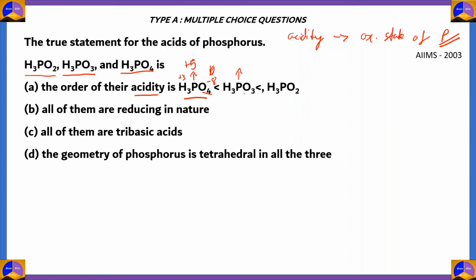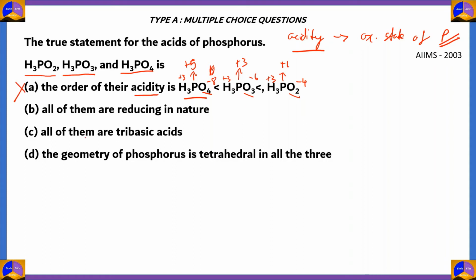Over here, the total is -6, and then we have +3. So phosphorus must have +3. And then over here, it's -2, then -4, and we have +3. So phosphorus just needs to have +1. So you can see that H3PO4 has the highest oxidation state. So it should have the highest acidity. However, option A is giving us the inverted order. So therefore, option A is downright incorrect.